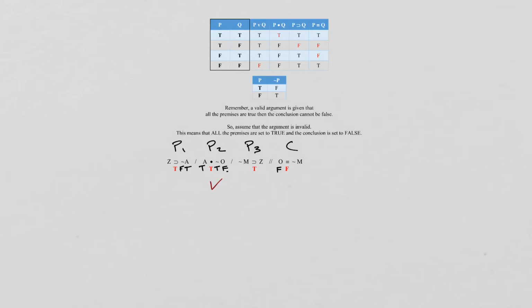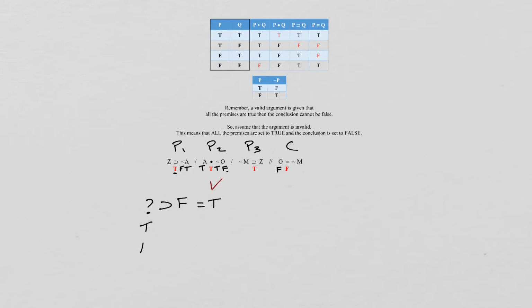Now, we have to move on. Where should we go? Let's go back to the first premise. Z we don't know, so that one is a question mark. We know it's a horseshoe, and we know that not A is false. Of course we want to pay attention to the not A, not what A is, because it has a tilde. We also know we need it to be true in order to force this to be invalid.